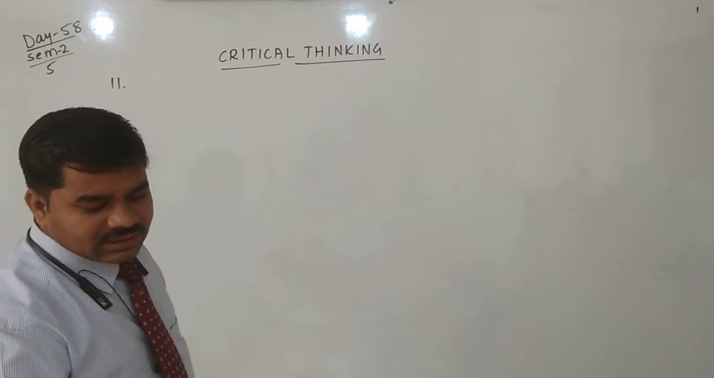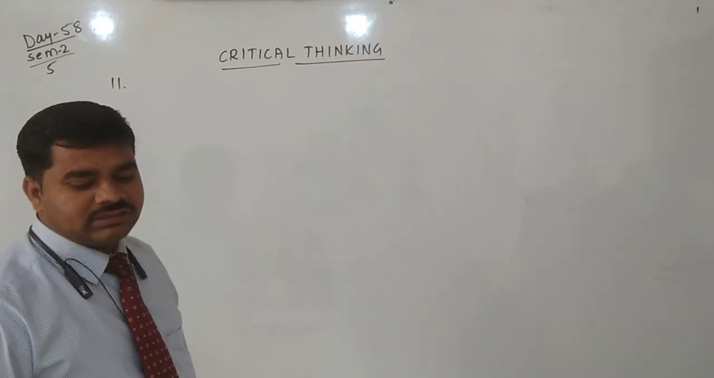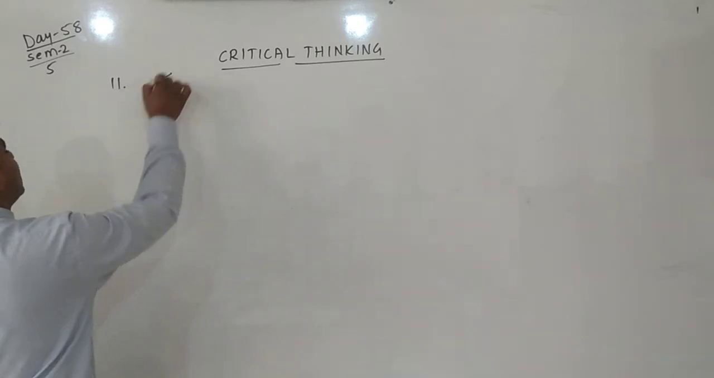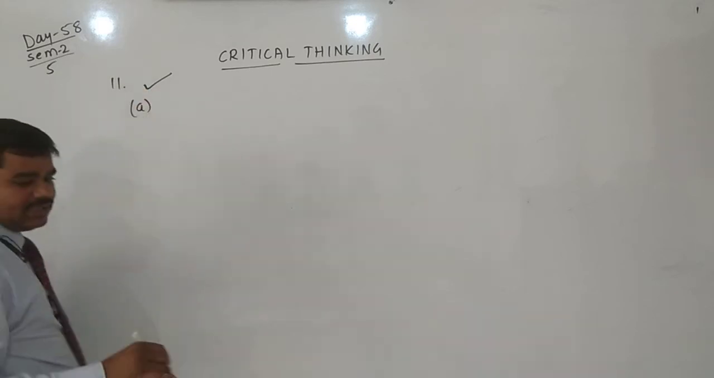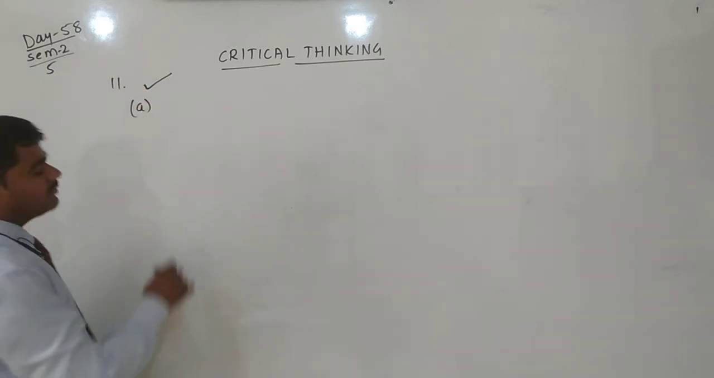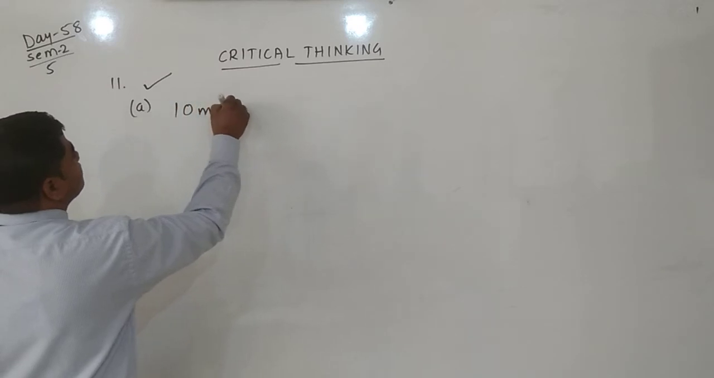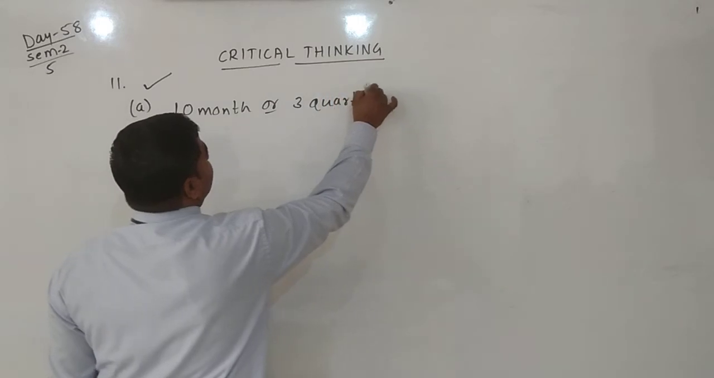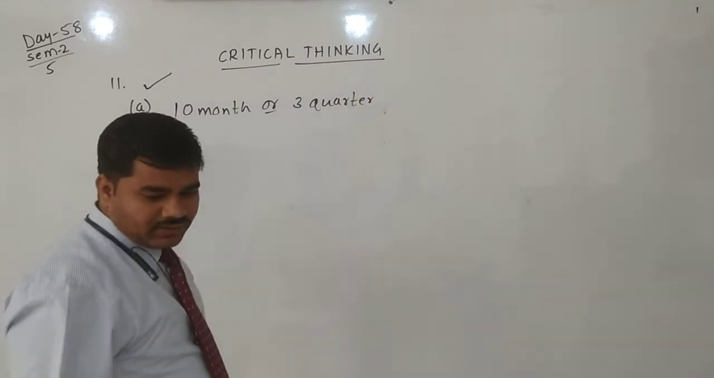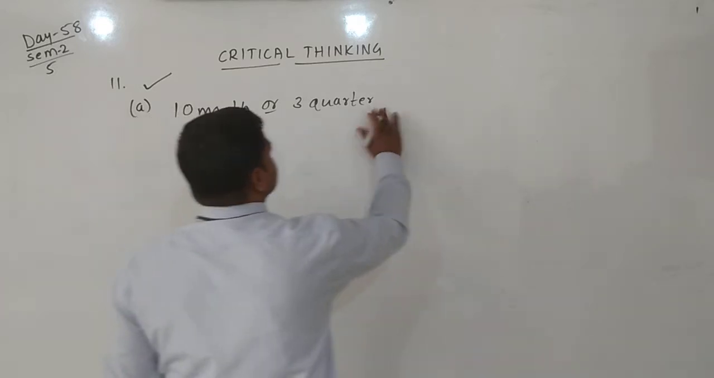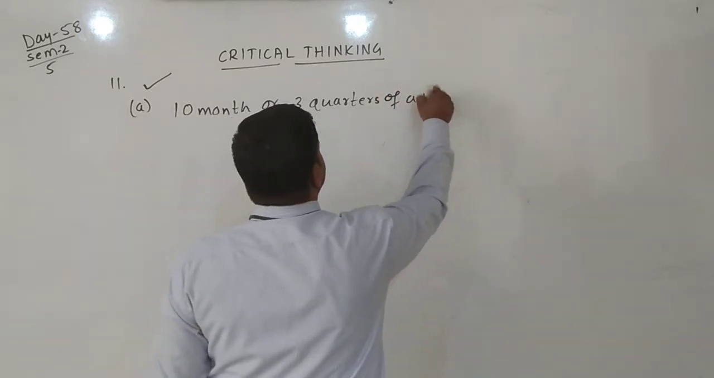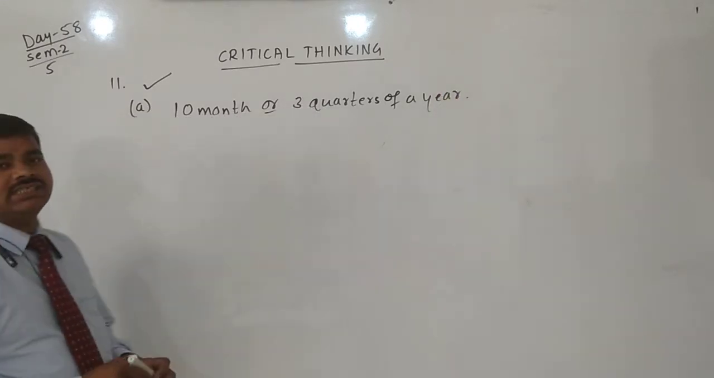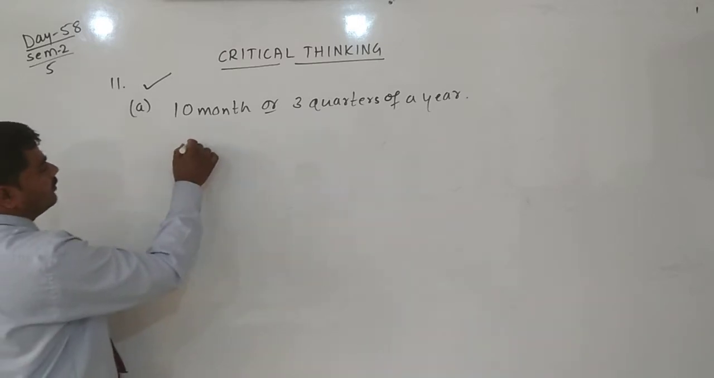Now, I will read it. Tick that which is longer. First one, A: 10 months or 3/4 of a year. You should know what is meant by a quarter of a year. Quarter means 1/4.